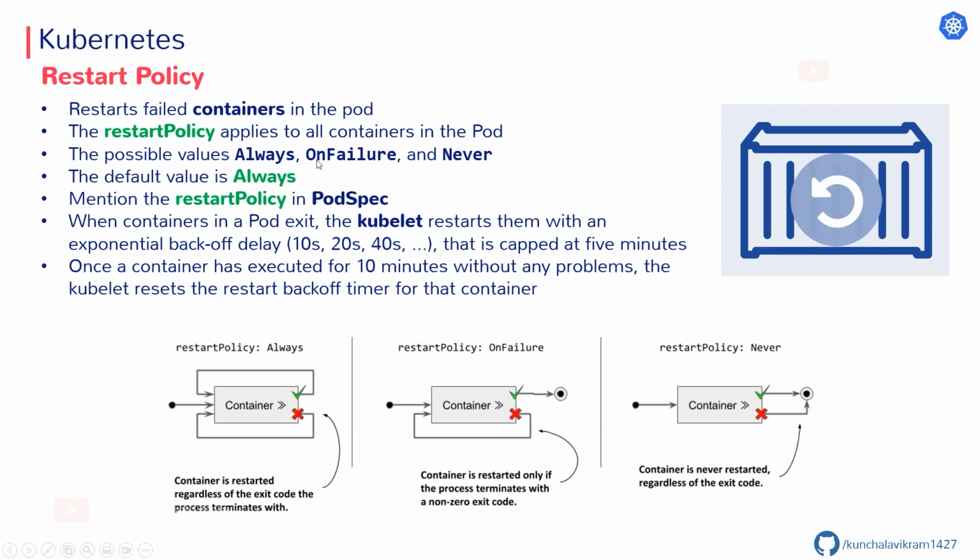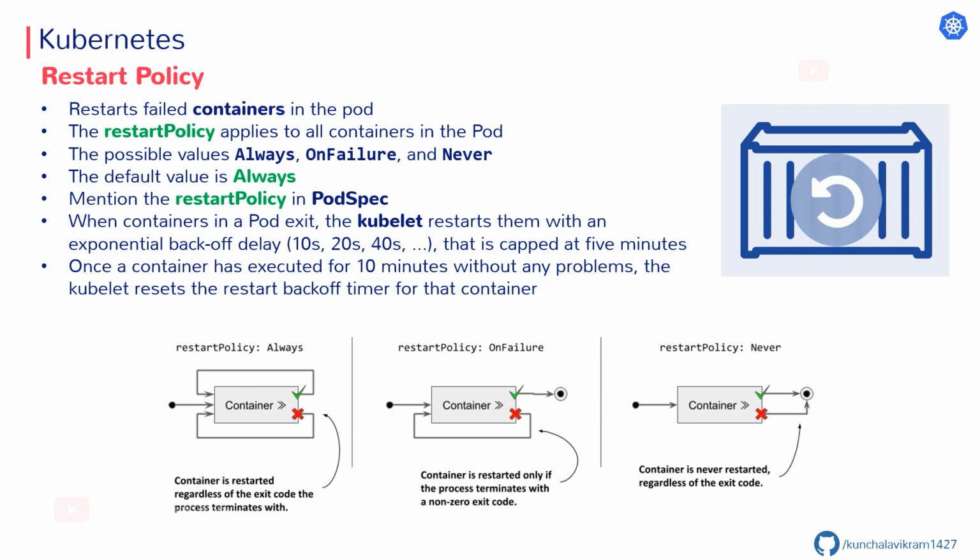But what is OnFailure? OnFailure means only if the container exited with a negative exit code, which means it failed. Let's say I have a container whose responsibility is to count down from 10 to 0. If it has completed counting down from 10 to 0, it is not a failure. The process completed and the container exited with a positive exit code. Then this is not a failure.